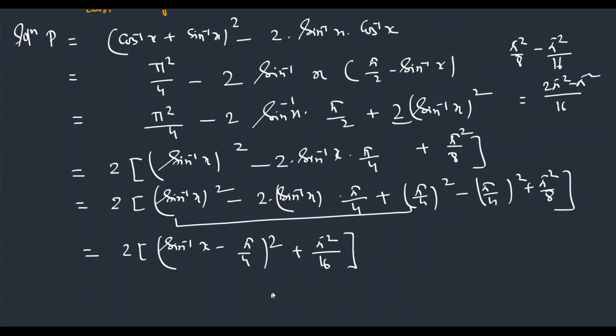because this is a quadratic part, suppose it is some other quantity t. If t belongs to real numbers, then t square should be greater than or equal to 0. So the minimum value we have is when this part becomes 0. So x, if I take 1 by root 2, then sine inverse 1 by root 2 is pi by 4. So this square term will be minimum when it is 0. So now our small m is 2 into pi square by 16, that means pi square by 8. Now small m, the minimum value, is clear.